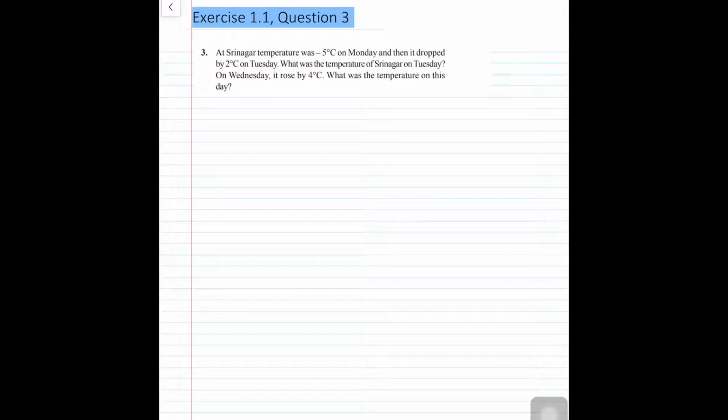What is given? At Srinagar, the temperature was minus 5 degrees Celsius on Monday. So we will write that down. Temperature on Monday is equal to negative 5 degree Celsius. Okay. So that's the temperature on Monday.